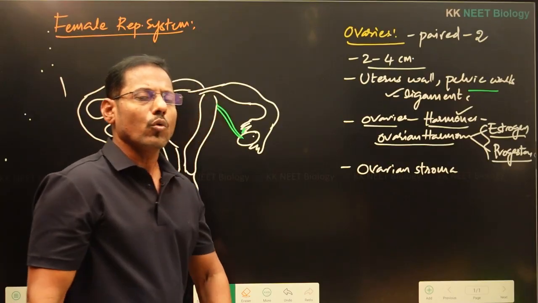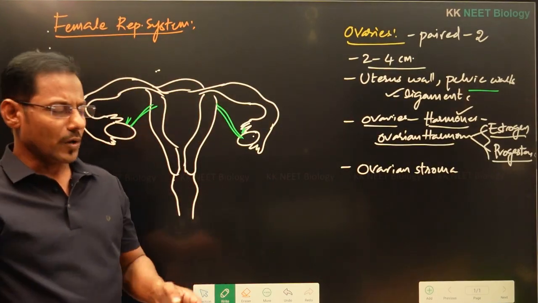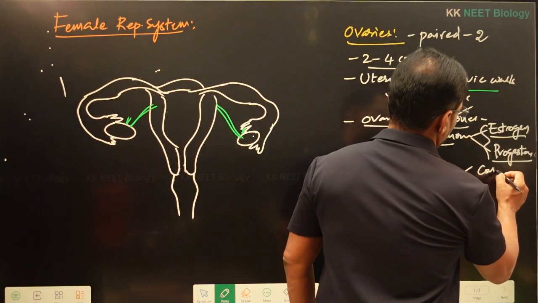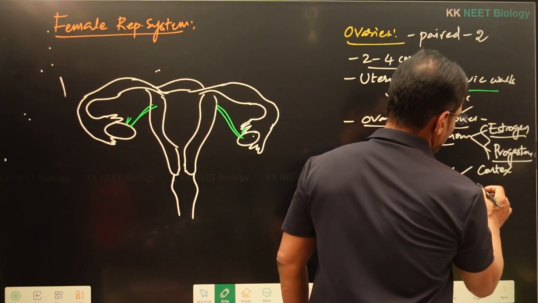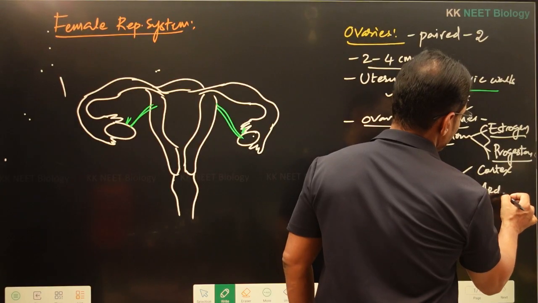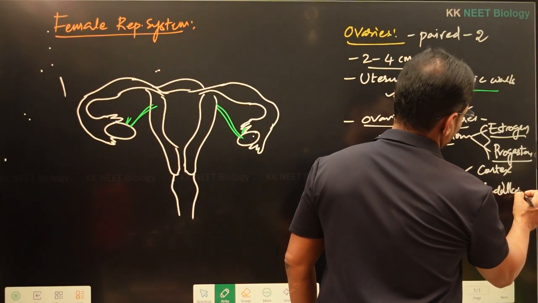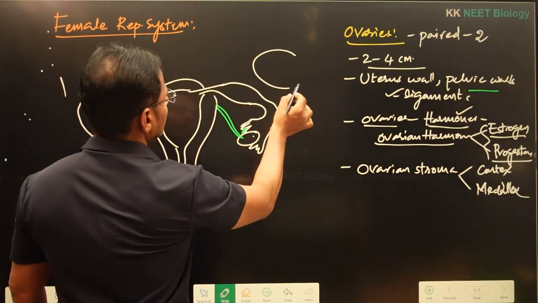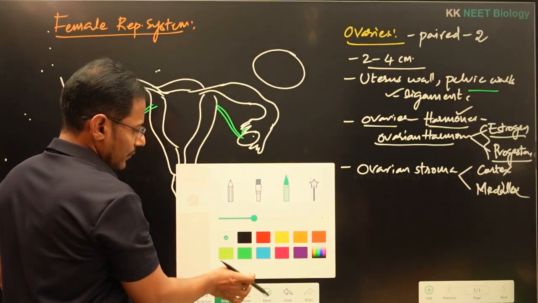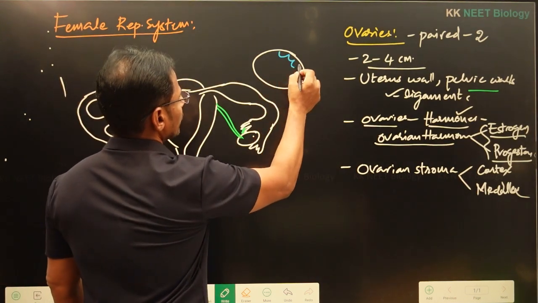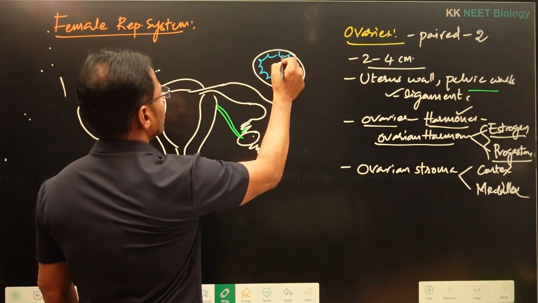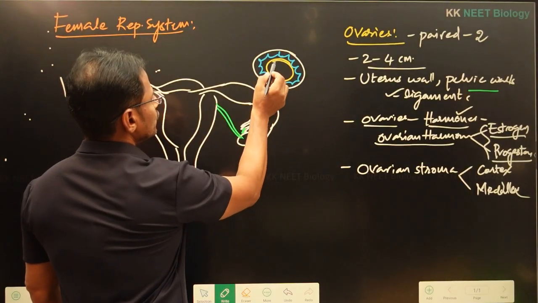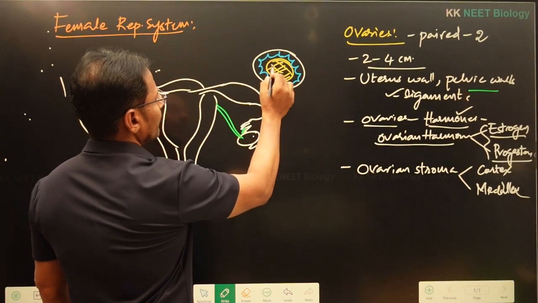Generally this ovarian stroma can be divided into two parts. The peripheral stroma is known as the cortex region, and the middle region is known as the medulla. Assume that this is the ovary, and this is the peripheral region of the ovary, and this is the middle region. Generally we call it the medulla.